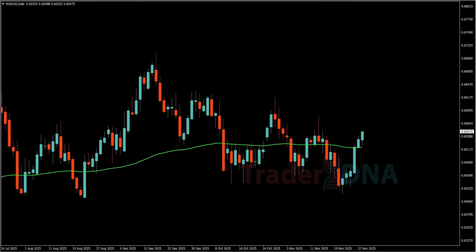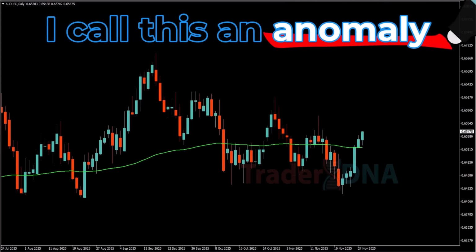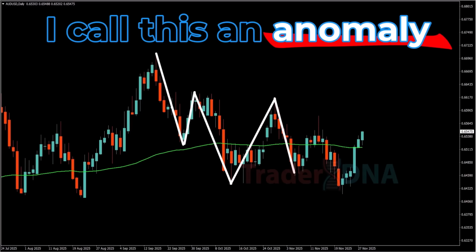So here's what's happening on Aussie dollar right now. On the daily chart, I call this an anomaly, like the market is sending mixed signals and daring you to get confused. But we don't get confused, we break it down. If you look strictly at the market structure, everything screams bearish. Lower highs, lower lows, the classic staircase of a downtrend. If we only follow structure, the trend is clearly pointing downward.